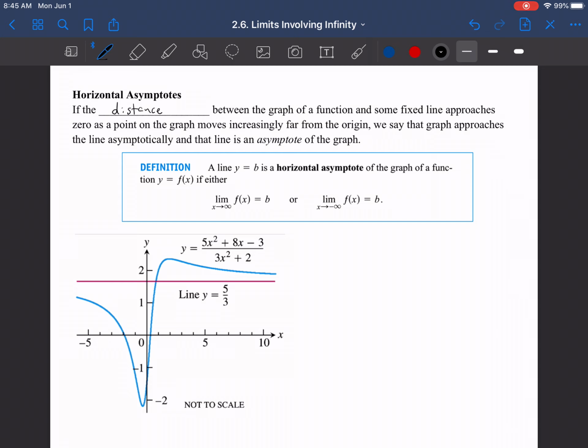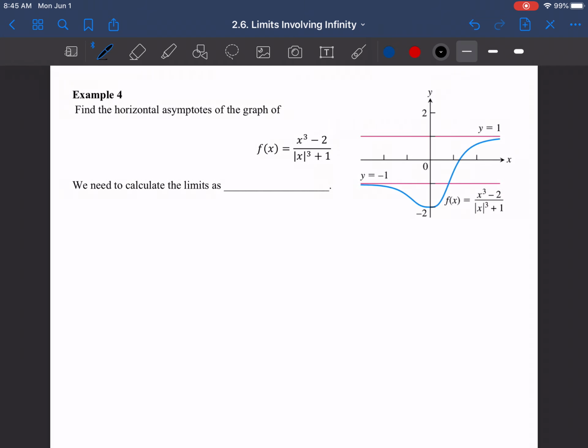Okay, so it's kind of a little more formal definition or way to think about asymptotes is that our limit goes to that value. We always talked about how it always approaches the horizontal asymptote, but never quite gets to it. Now we're saying the limit of it becomes that because we're approaching it, which is what our whole idea of a limit is. So find the horizontal asymptote of the graph x cubed minus 2 over the absolute value of x cubed plus 1. So we need to calculate the limit as x goes to plus or minus infinity.